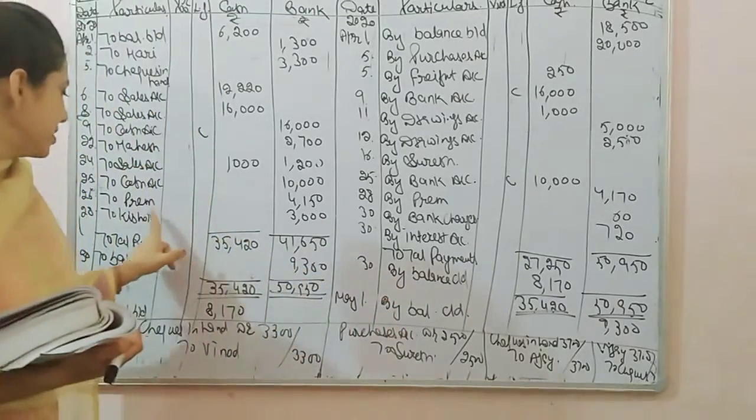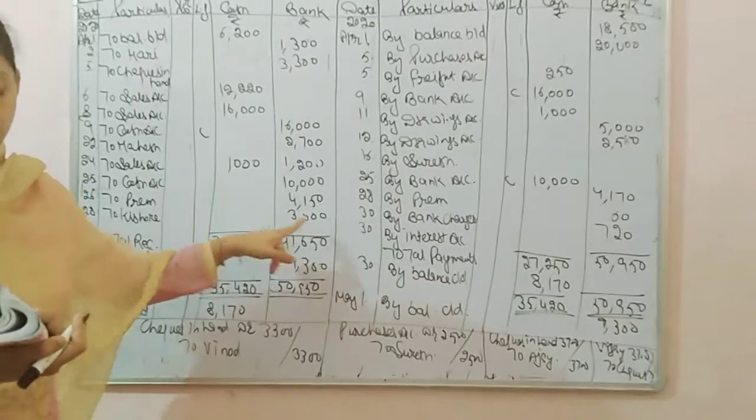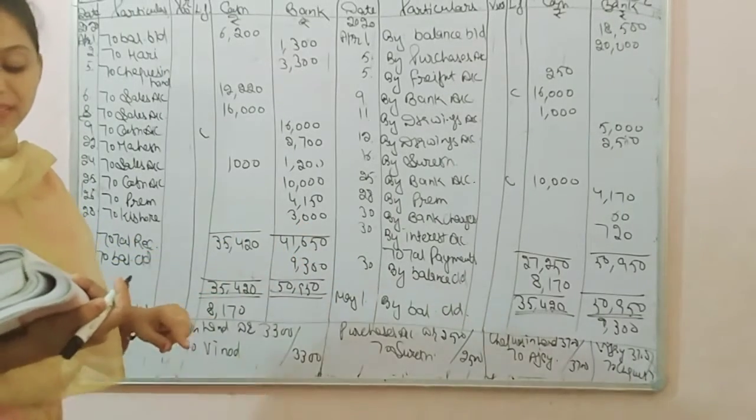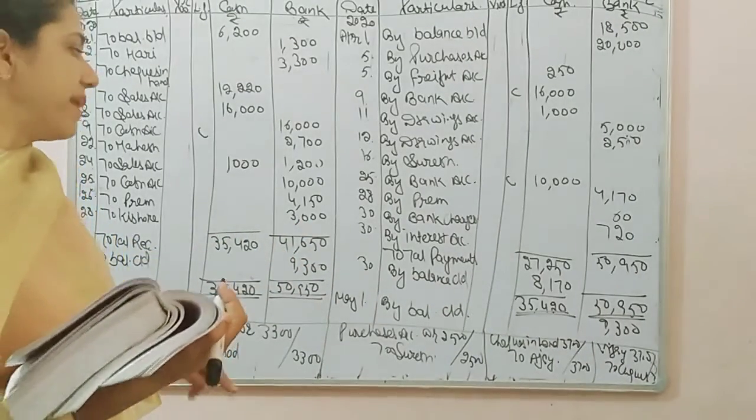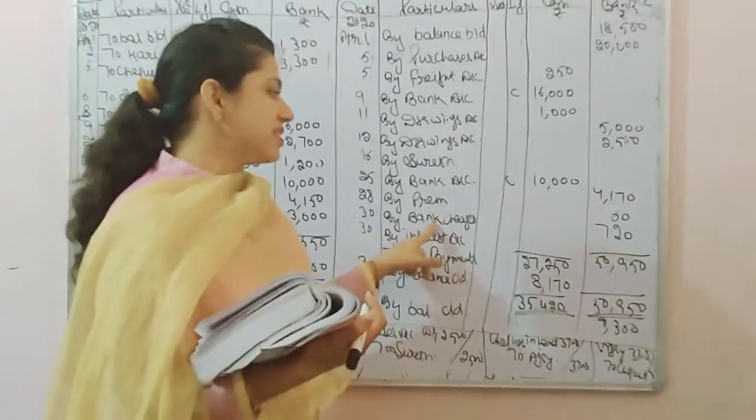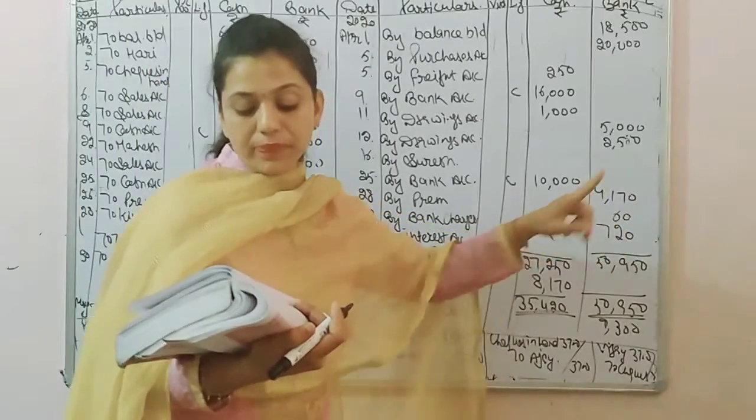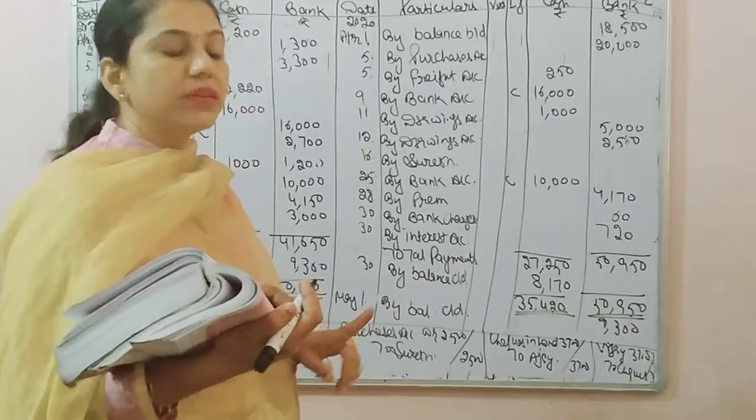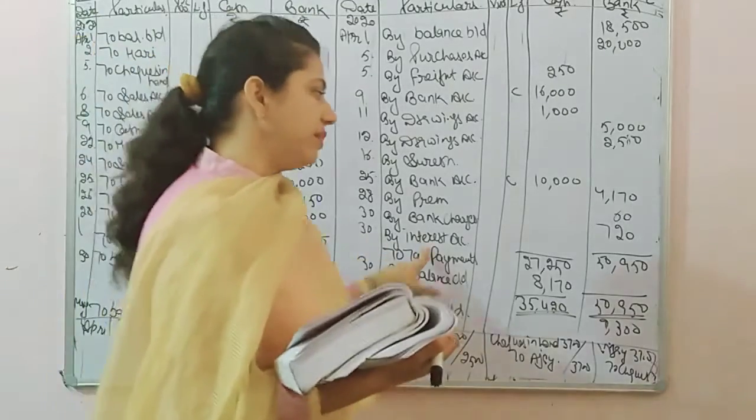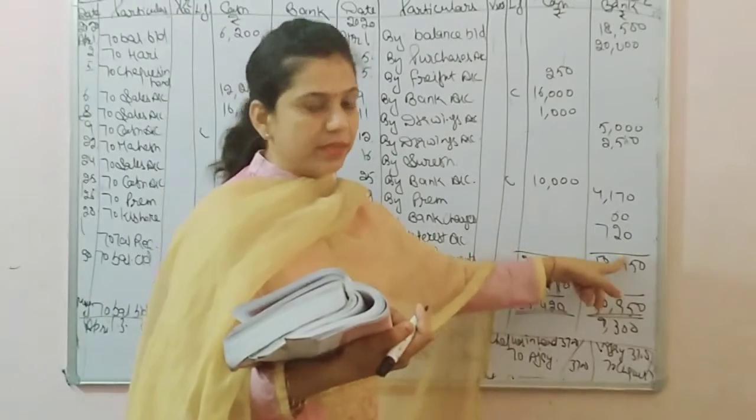Next is Kishore deposited directly in our bank account. So bank is increasing, to Kishore. And the last is bank has charged 60 rupees as bank charges. So bank charges, that means bank balance is decreasing. And bank also charged interest on overdraft. So by interest, bank is decreasing.